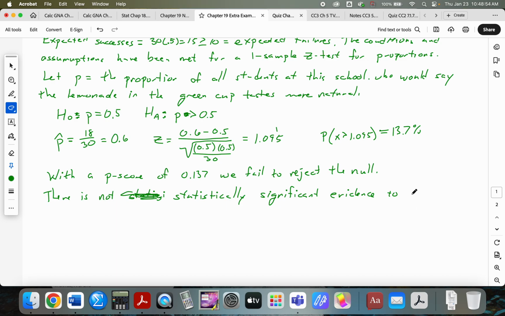Okay? I'm not going to write out the rest of it. You guys have already written the rest, haven't you? Okay, now, quick question. 60% of this sample said that the green cup tasted more natural. That's pretty different than 50%. Keeping the 60%, if I had found 60%, what number could I have changed in this that would have made this more convincing?